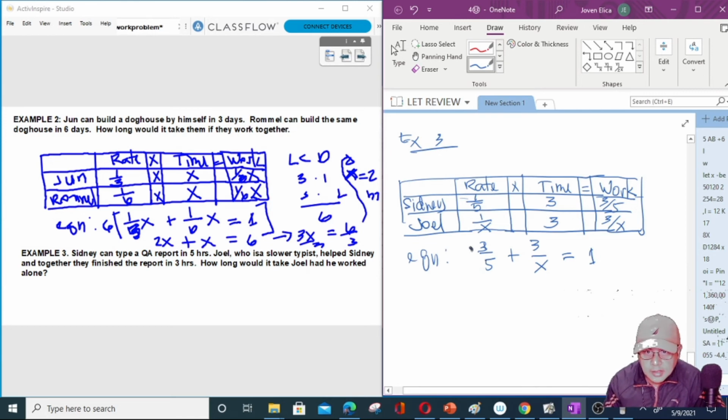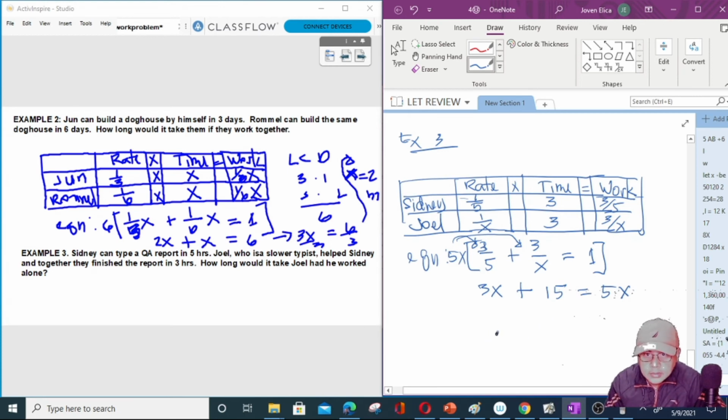So let us get the LCD. The LCD is 5x. And then 5x multiplied by, distribute. This is 3x. Distribute. 5x multiplied by 3 over x, the x will cancel out, and then 3 times 5 is 15, is equal to 5x.